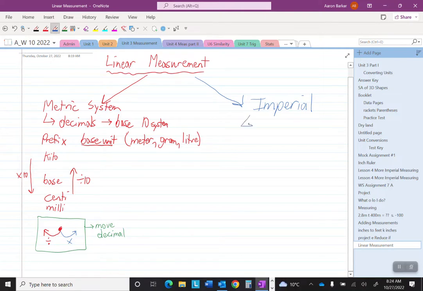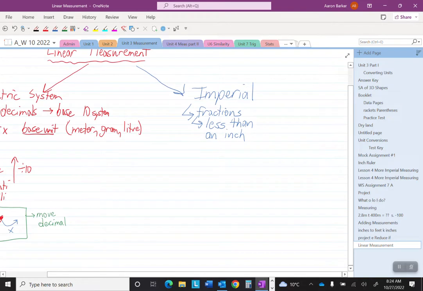So you're going to get fractions when you have less than an inch. And that was our focus yesterday. So when you get less than an inch, you're going to get fractions. And what fraction do you always start with? 16. Only if you have 16 equal parts in an inch. So 16 parts or lines in an inch.